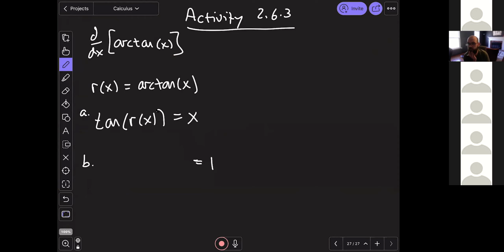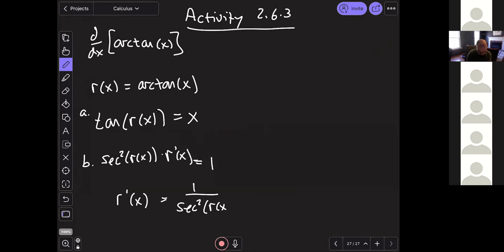On the right-hand side, the derivative of x is just 1. On the left, the derivative of tangent is secant squared. Okay, so we get secant squared, and then we leave our inside function there, and then we use the chain rule and multiply by r prime of x. And so what we're asked to do is solve this for r prime, and so we get r prime of x is equal to 1 over secant squared of r of x.